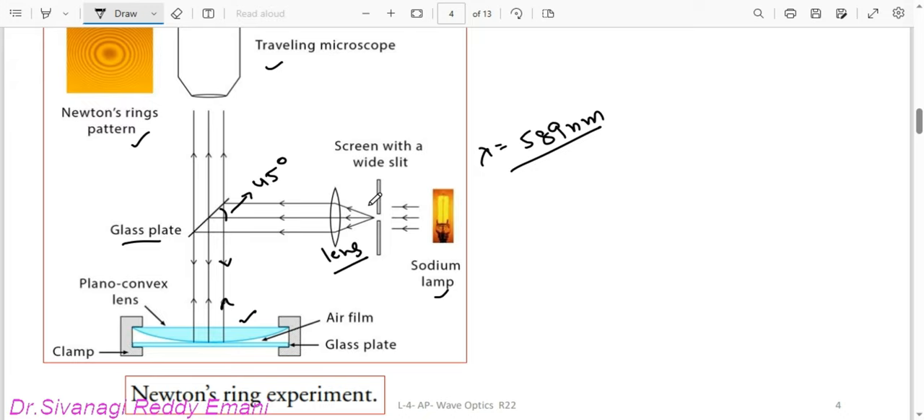Whenever we are explaining, we have to draw this diagram and explain in our own words. That is always best. In order to get the radius of curvature of the plano-convex lens, initially we require a glass plate, and on it we keep the plano-convex lens, and a light source is there. The light is directed towards the lens by using a glass plate, and the light falls on the lens and gets reflected. Whenever the light falls on the lens, there is an air column here, and the light ray gets reflected from the bottom surface of the lens, that is, the top surface of the air column, and from the glass. So from here and here, two rays will interfere. Then we have special conditions to show constructive and destructive interference.